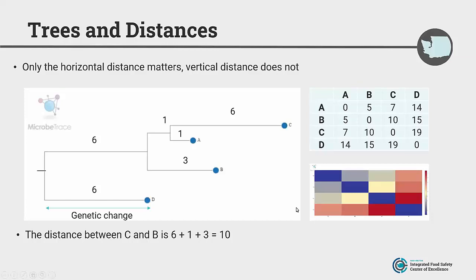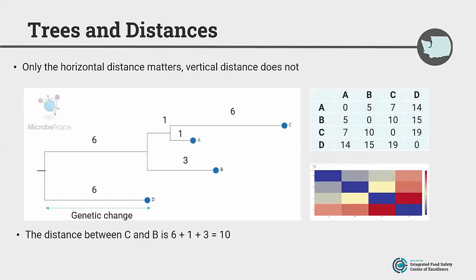So depending on how the tree is built, it can be represented as SNPs, it can be represented as substitutions per site, or some other ways depending on the analysis. So it is important to look at your scale and understand how that's being measured. But in general, it's the horizontal distance that matters. So the longer it takes you to travel horizontally between 2 isolates, the further they are from each other.